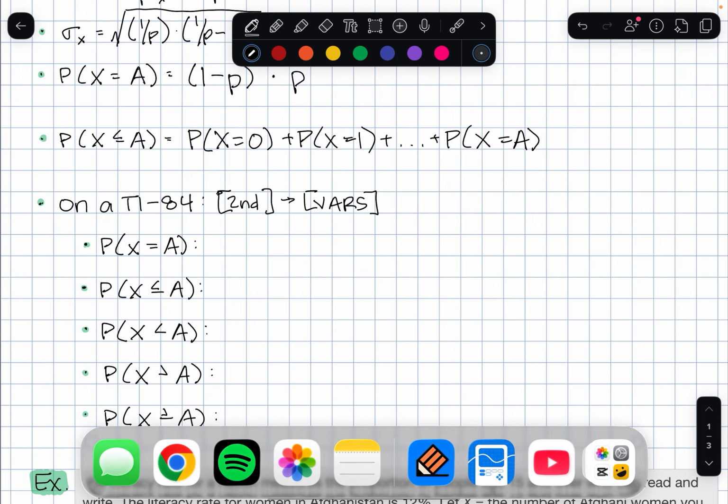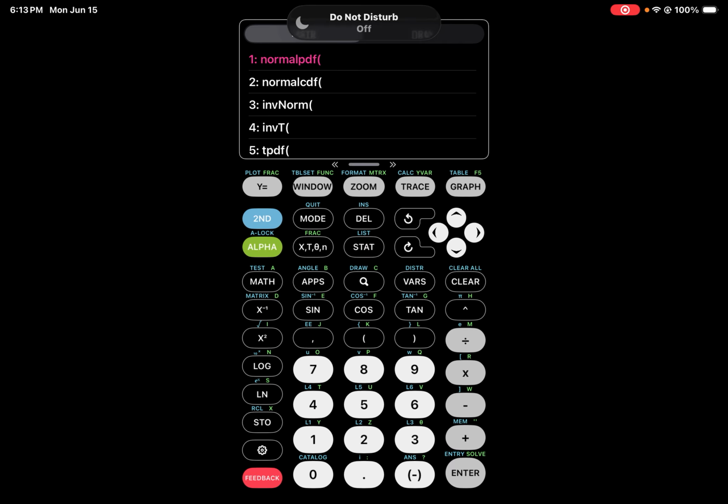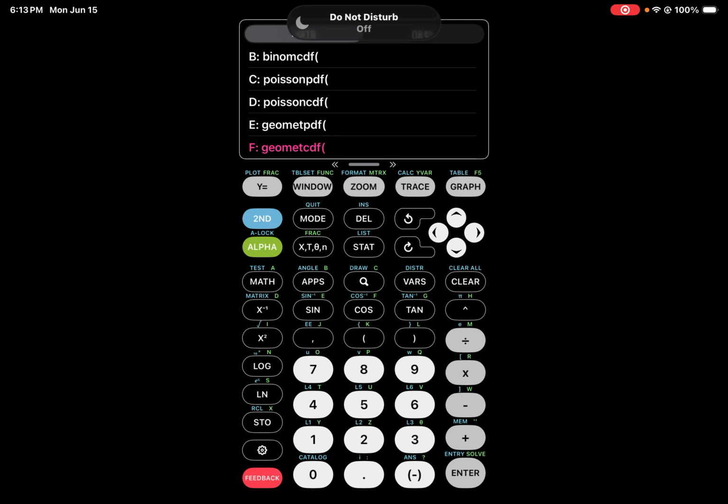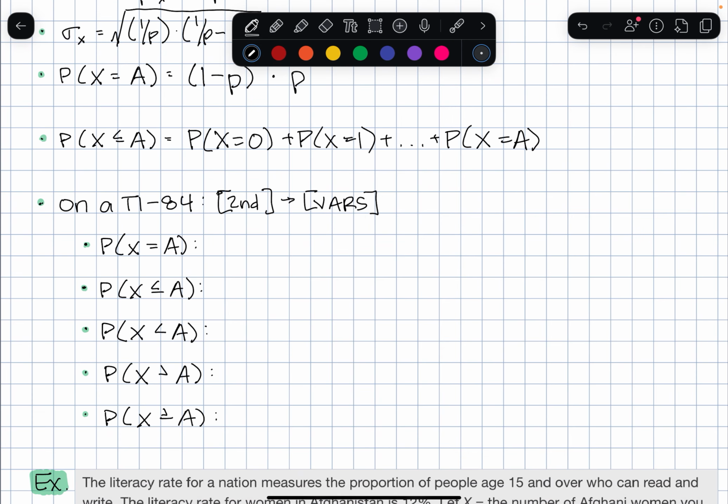And then we're going to take a look at that and see if we can find where geometric is. So second, vars, I know it's going to be towards the bottom. For me, it's the last two, E and F. And again, a reminder, this guy is the PDF. He's the exact value. These guys are over a range of values. They're going to be CDFs, cumulatives.